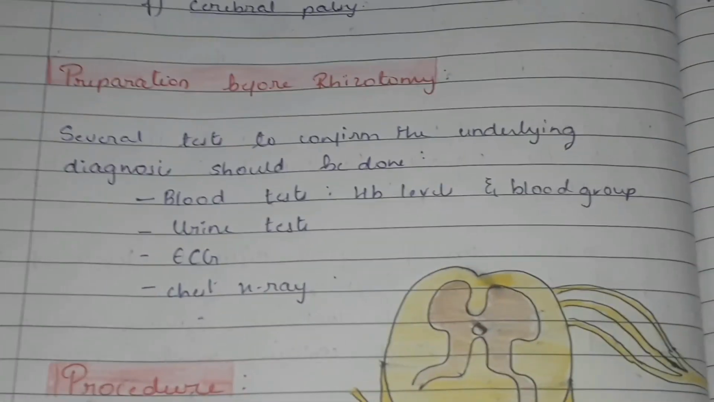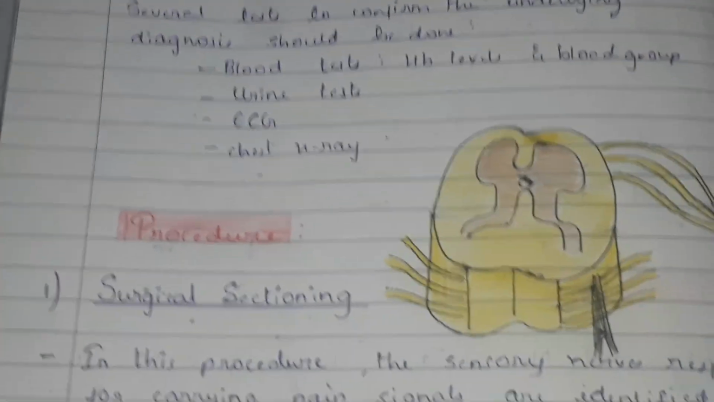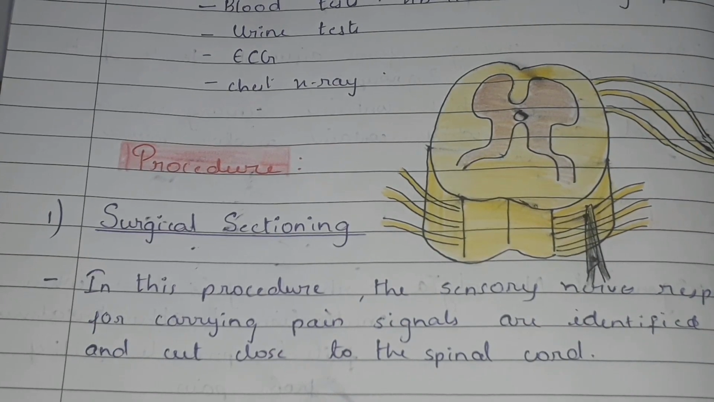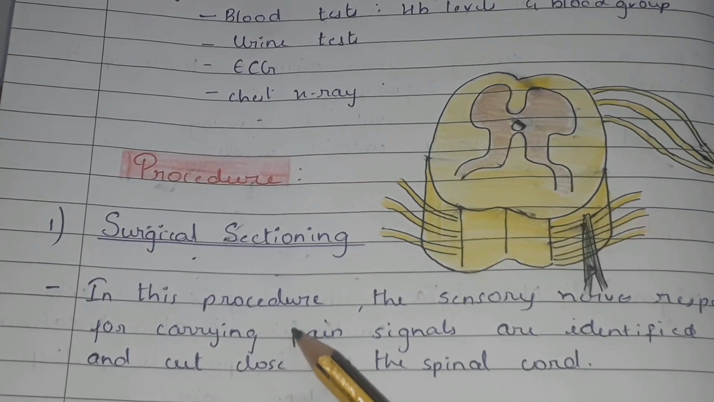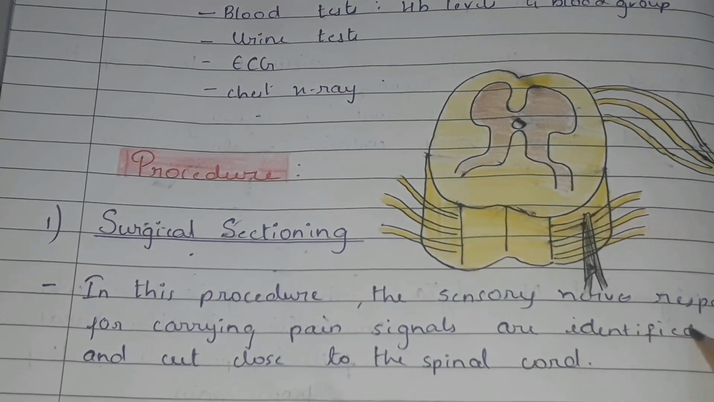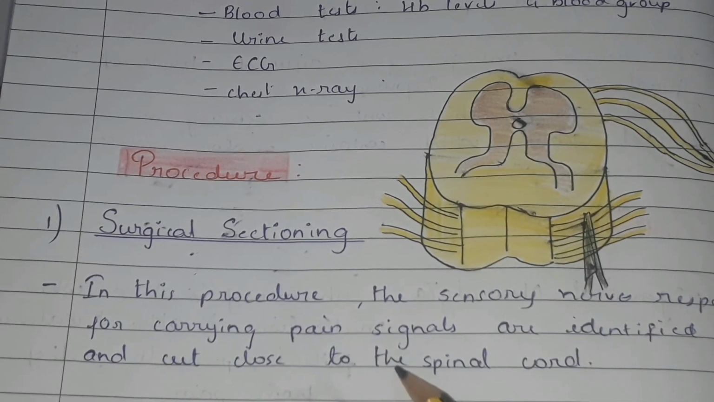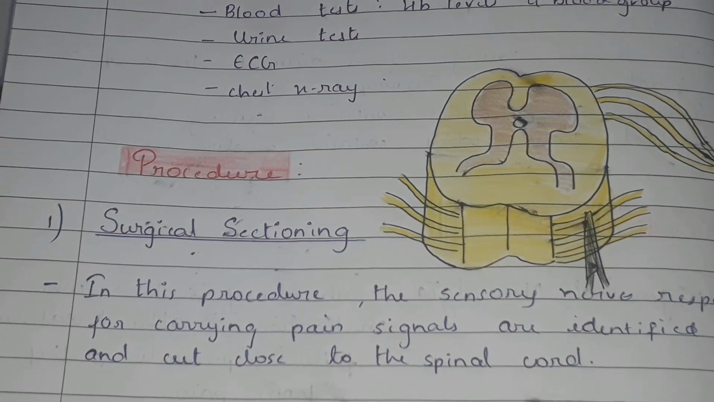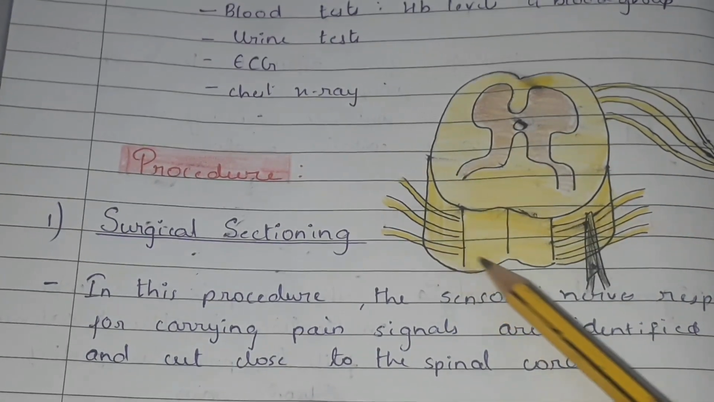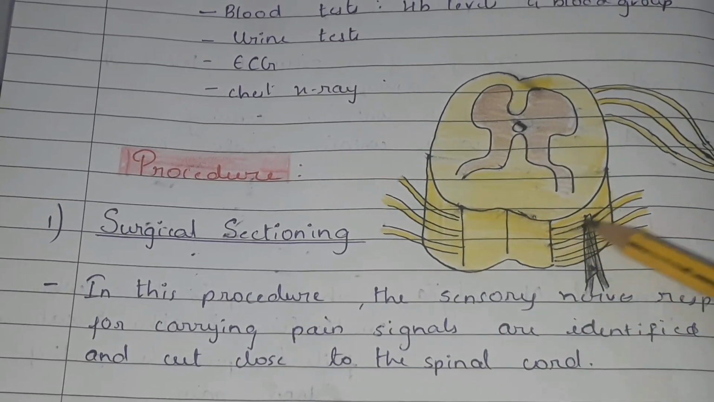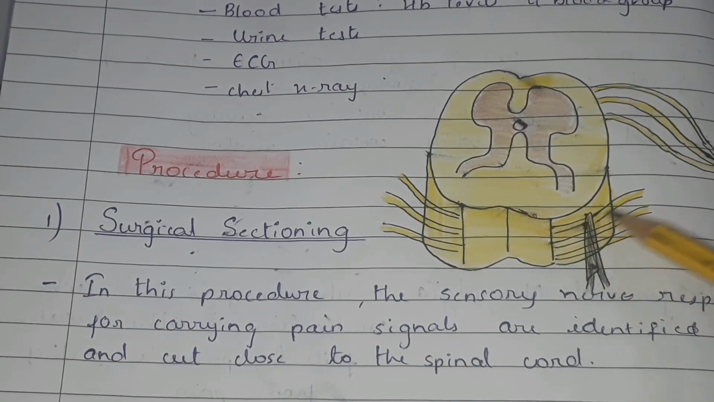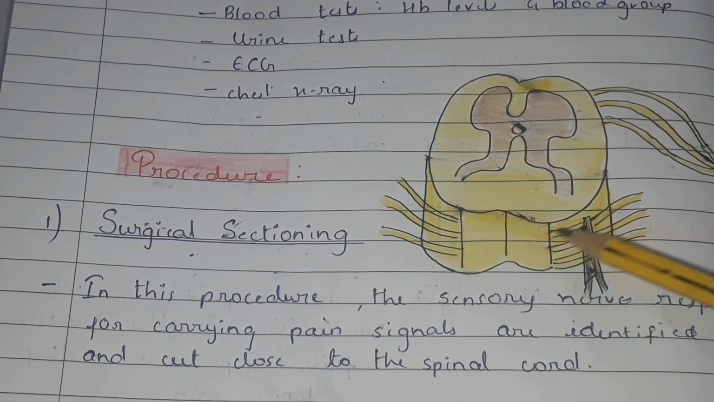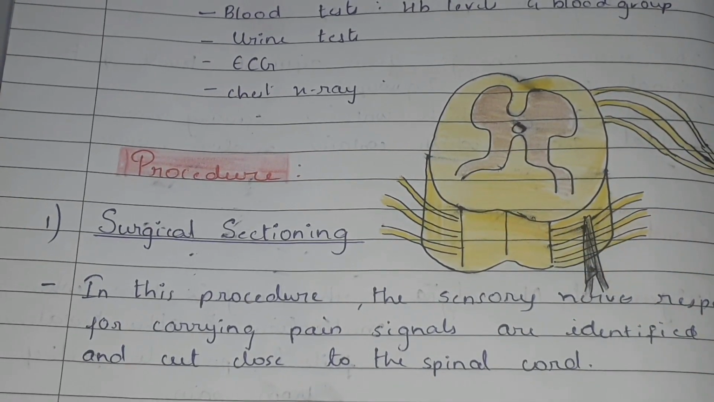Now let's talk about the procedure for rhizotomy. First we have surgical sectioning. In this procedure, the sensory nerve responsible for carrying the pain signal is identified and it is cut close to the spinal cord. So this is the spinal cord and the sensory nerve which carries the pain is going to be cut very close to its entry into the spinal cord.